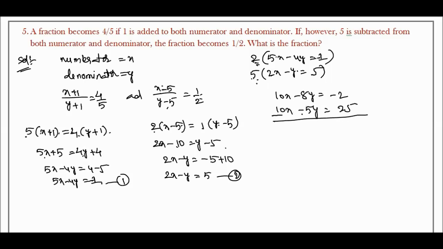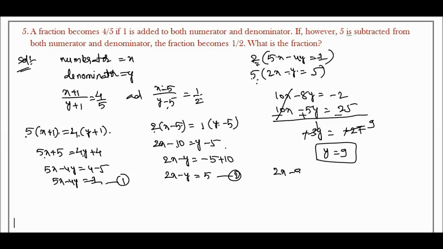So 10x minus 10x gets cancelled, and how much will remain? Minus 3y is equal to minus 27, the minus and minus get cancelled. 3 nines are 27. So y is equal to how much did we get? 9. So we substitute in this one and we will get x also.